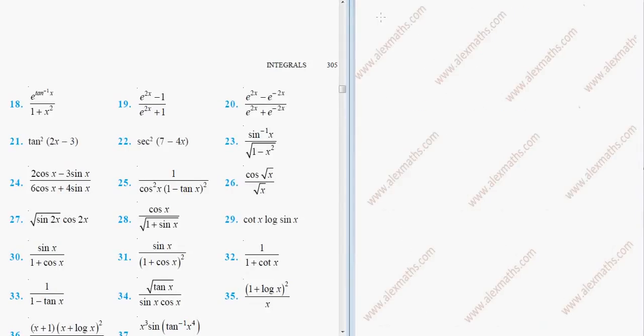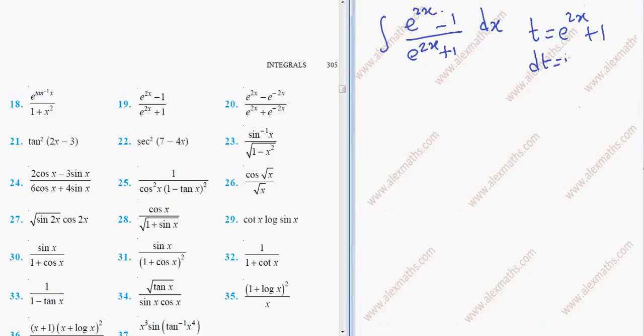See this problem, integral e power 2x minus 1 by e power 2x plus 1 dx. When I take the denominator as t, what will happen? dt will become e power 2x into 2 dx, but I cannot replace here because I have e power 2x minus 1. So this entire approach is not correct, because this substitution is not working.